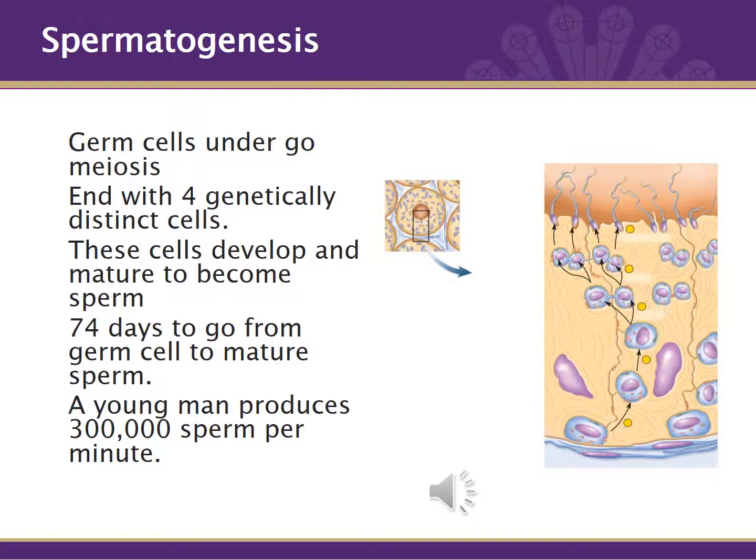Recall that at the end of meiosis, there will be 4 genetically distinct cells derived from the individual cell that started the process. Typically, a young man produces around 300,000 sperm per minute, which equates to roughly 40 million sperm cells per day. The production of sperm is dependent upon hormones and also age. As a man ages, the sperm production counts will lower.